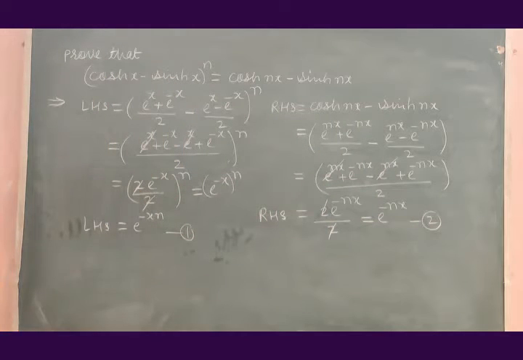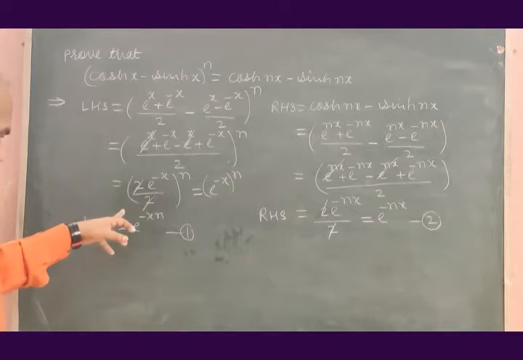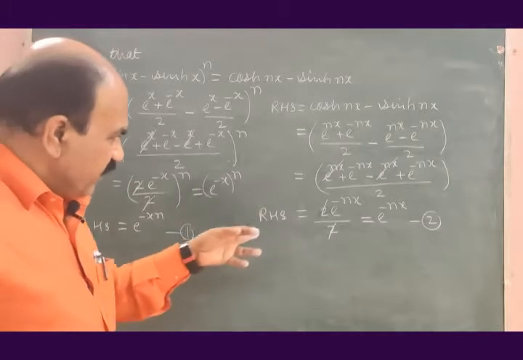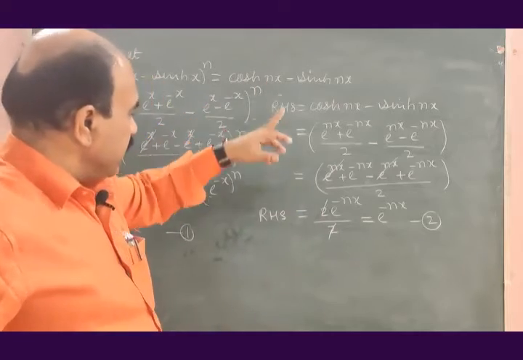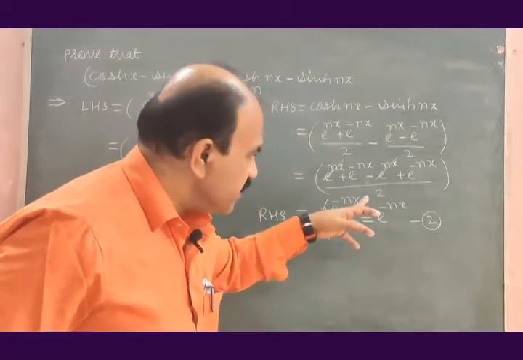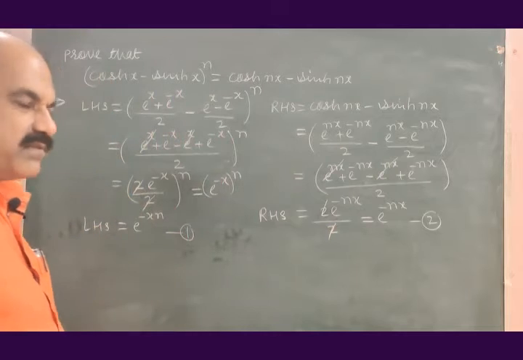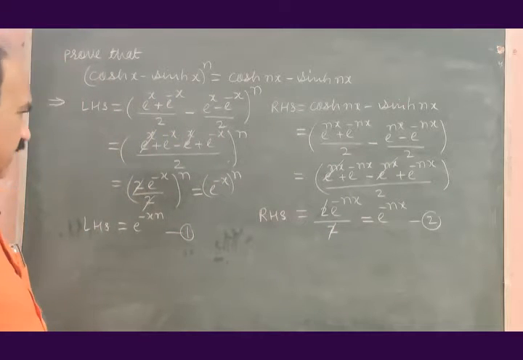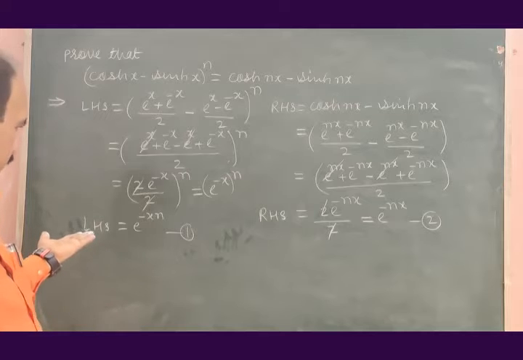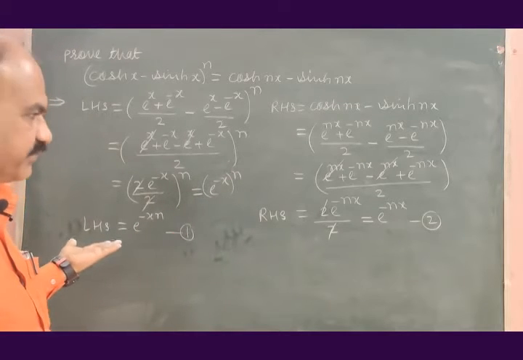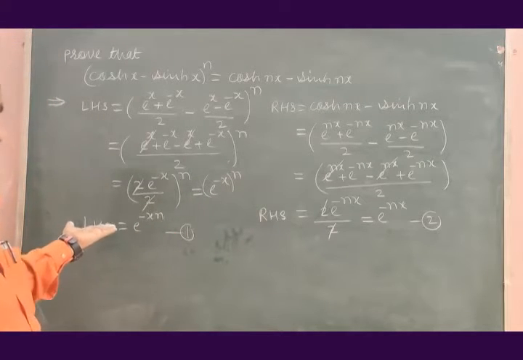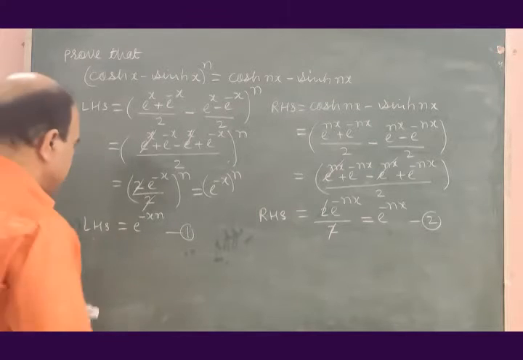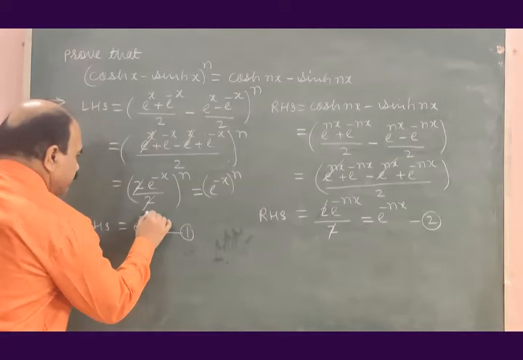Now compare equations 1 and 2. What is equation 1? It is for the LHS, e to the power minus xn. What is equation 2? It is for the RHS. It is e to the power minus nx. So equations 1 and 2 are same. This is e to the power minus, you may write xn here also.